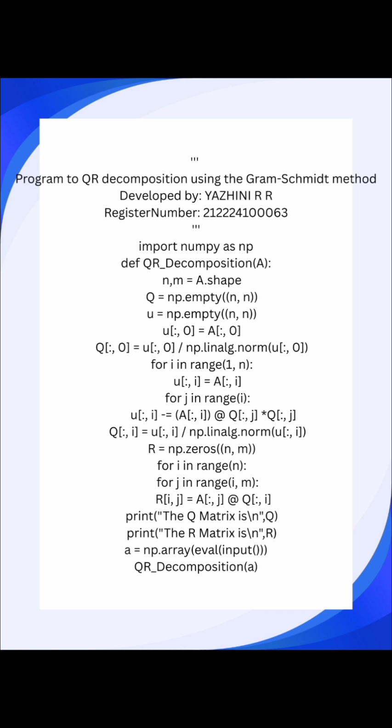And then we put the first column of A into U, then normalize it by dividing by its length to get the first column of Q. Then, for i in range, that is the loop over columns, we use the Gram-Schmidt process. For every other column in A, start with a copy of that column in U, subtract projections on previous Q vectors, and normalize the result to get a new Q column. This is the Gram-Schmidt process in action, making each new vector orthogonal to the ones before it.